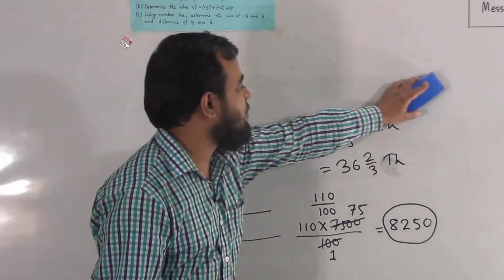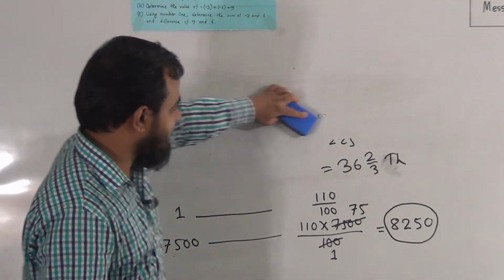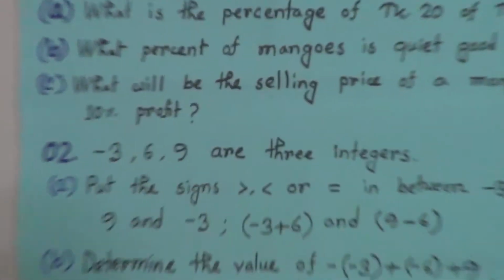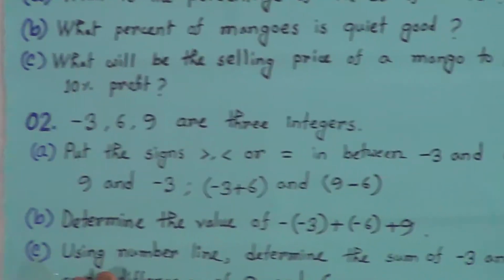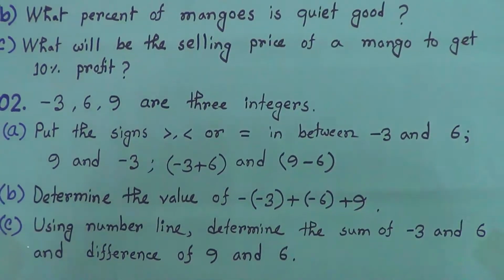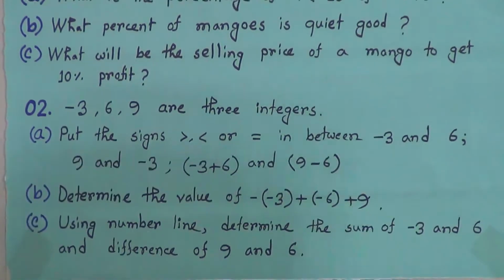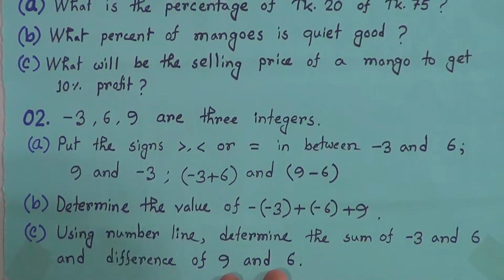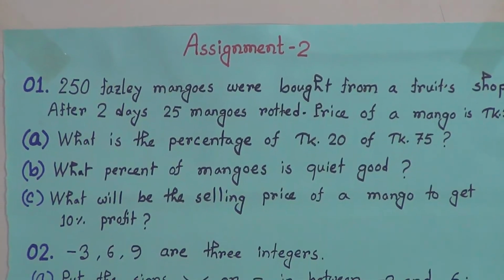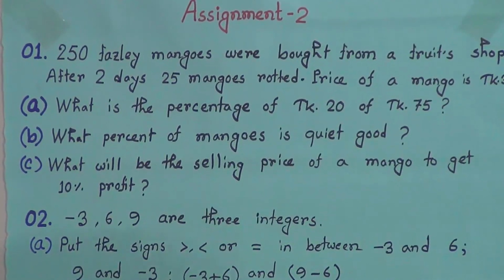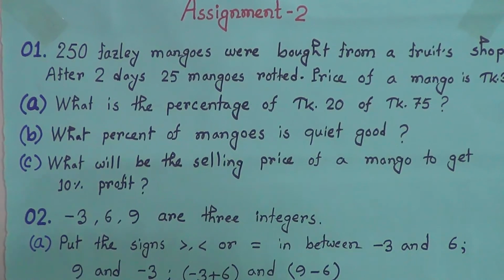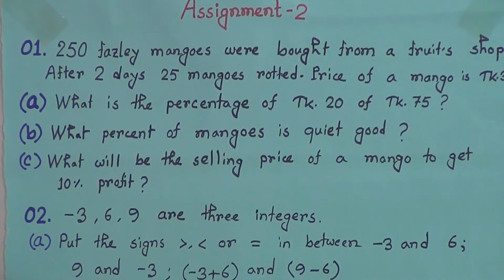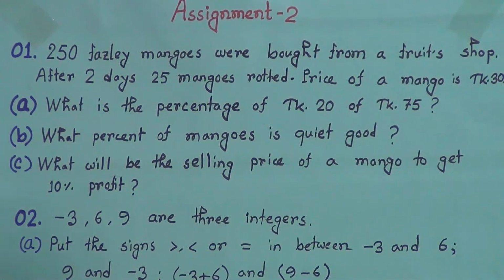Now we will solve question number 2. In your assignment, question number 2 is not this one, but similar to this. This question is taken from your book, page number 87, but you have to solve question number 2 in your assignment paper. This is a similar question to assignment question number 2. That is why I am solving this one on the board.